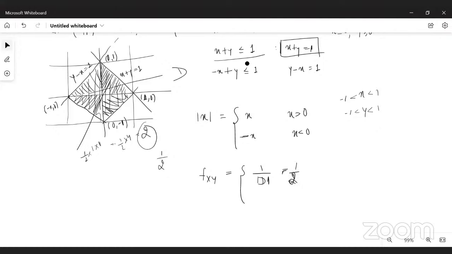But 0 otherwise, I'm not able to follow that. What is 0 otherwise? Unless it is in this region D, it is going to be 1/2, otherwise it is 0. It is just a way to write the joint distribution, nothing else. So apart from this region D, the joint distribution is 0.